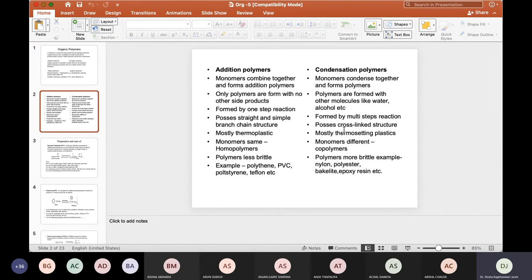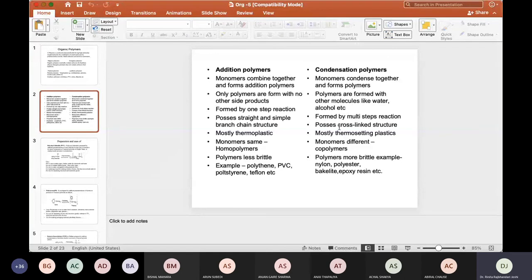Now if you go to the condensation polymers, in the condensation polymers, monomers condense together and form the polymer along with other molecules like water, alcohol, acid, etc. The monomers combine together, condense together, and form the polymer along with other simple molecules like water and alcohol. But in addition polymerization, monomers combine to form only the polymer, with no other side product.